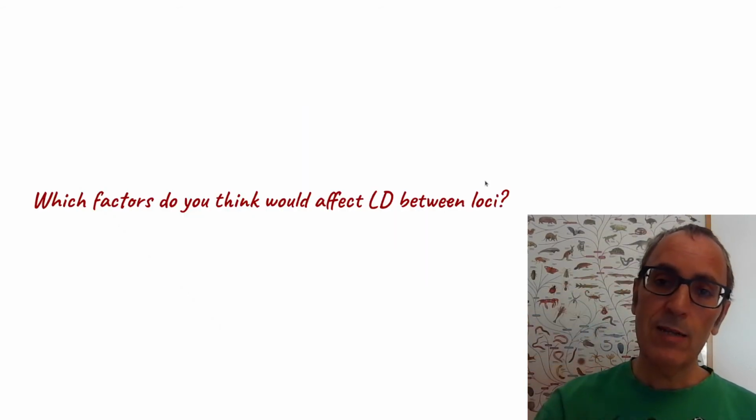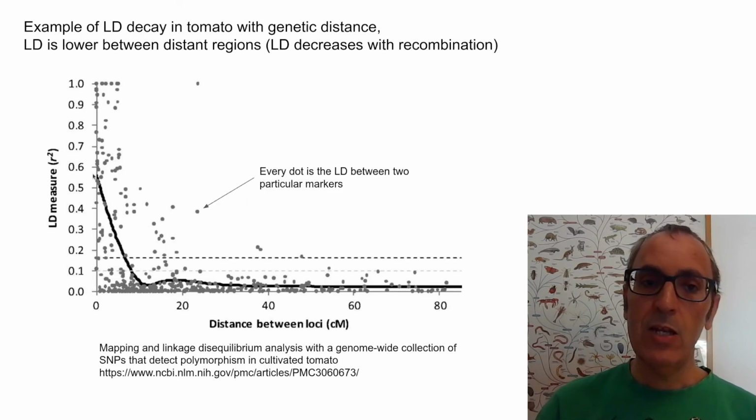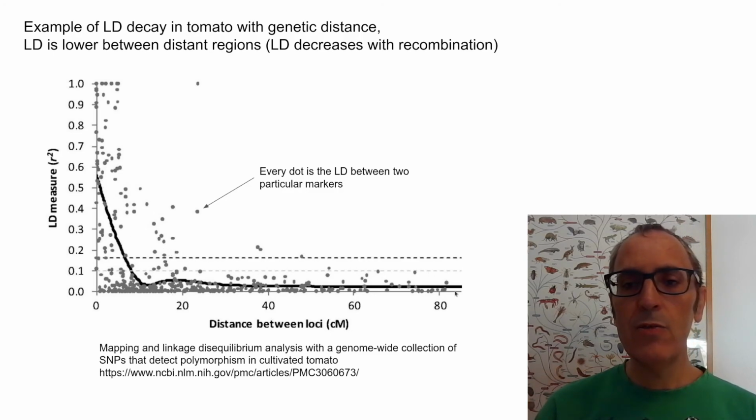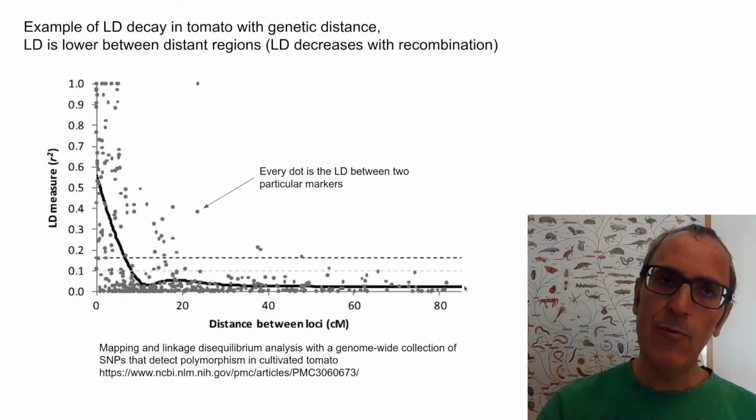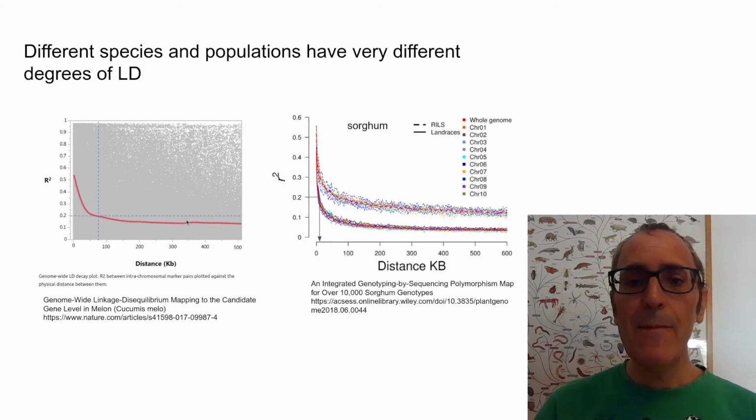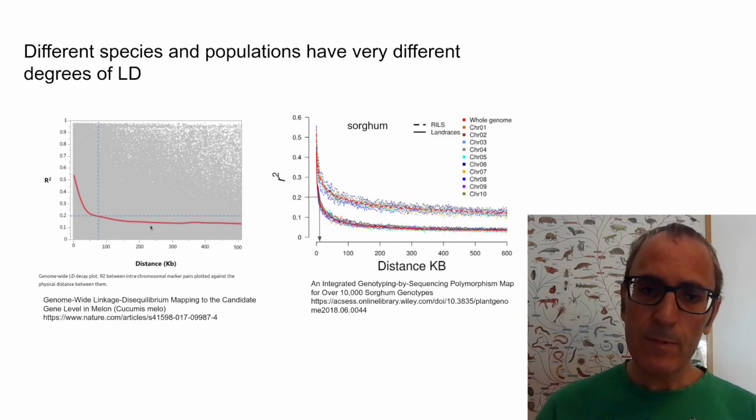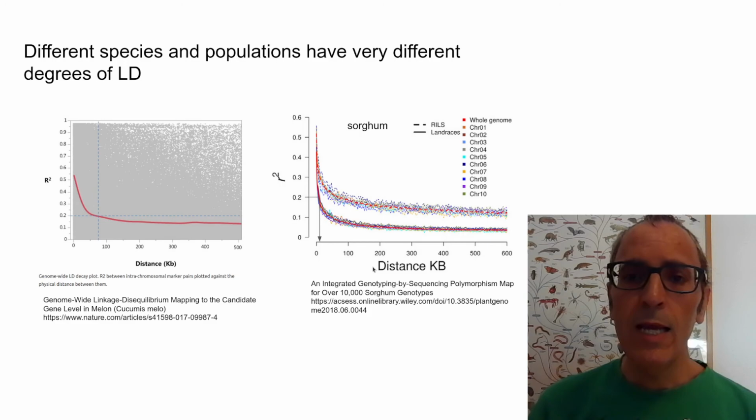So one factor that affects linkage disequilibrium, of course, is the distance. When you are working with markers that are very close in the genome, linkage disequilibrium is usually quite high, and when you go far away, it usually goes down. But the rate at which the linkage disequilibrium goes down with distance depends a lot on the species. For instance, you have here an example in melon and in sorghum.